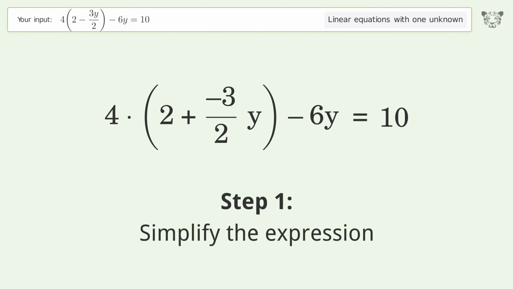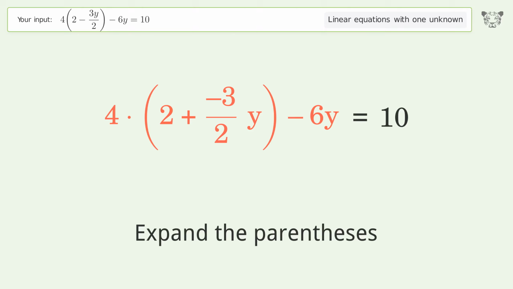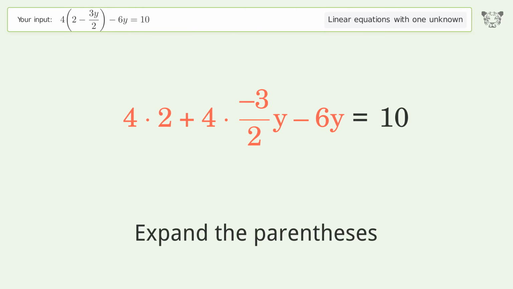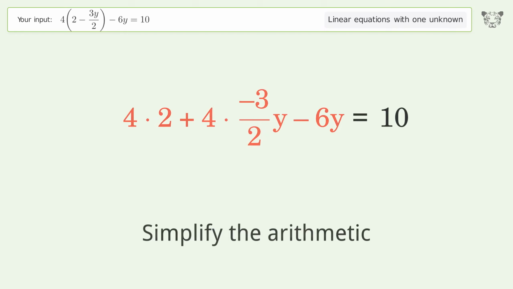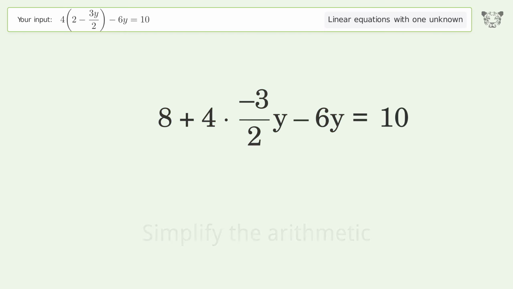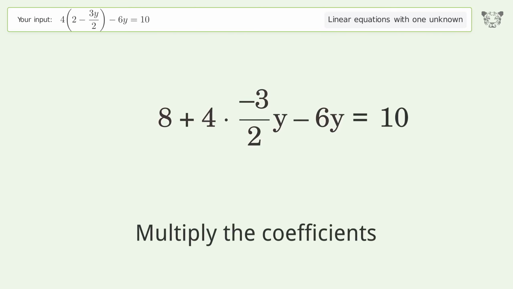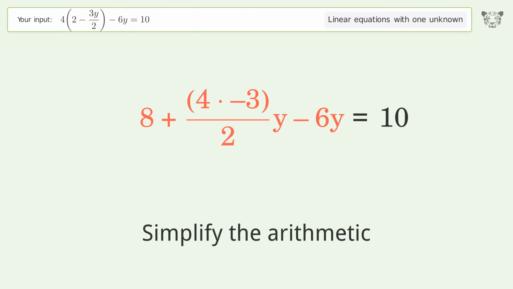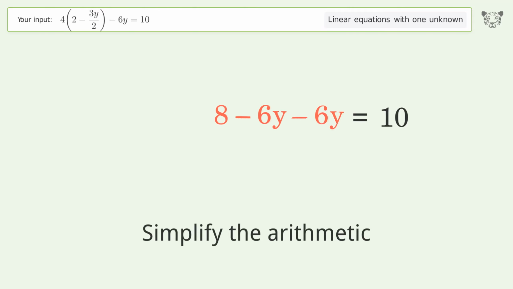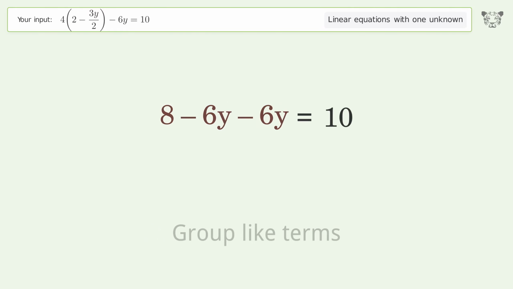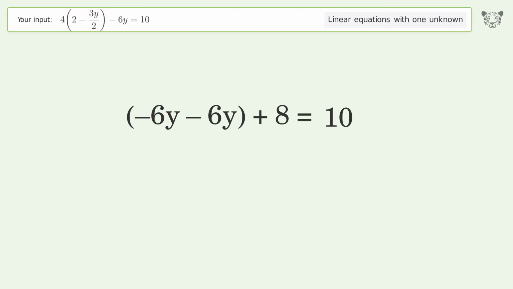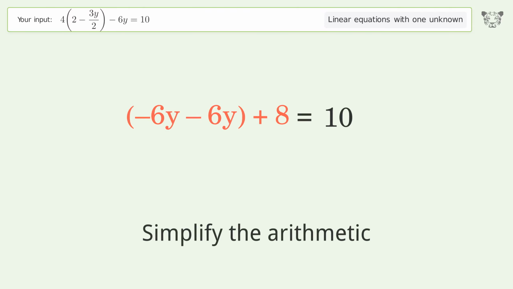Simplify the expression. Expand the parentheses. Simplify the arithmetic. Multiply the coefficients. Simplify the arithmetic. Group like terms. Simplify the arithmetic.